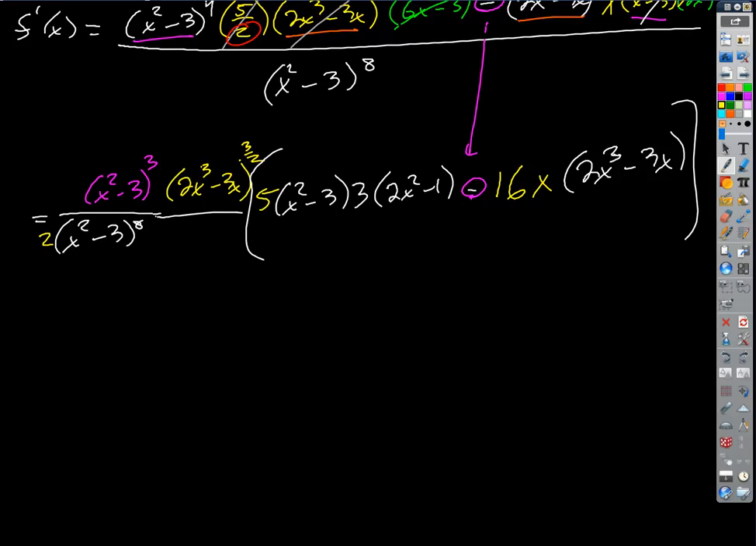We could all do that, right? 3 times 5 is 15, x squared minus 3 times 2x squared minus 1. I just distribute and add like terms. Over here, this is an easier one. I just distribute the 16x. And then I've just got a mess.